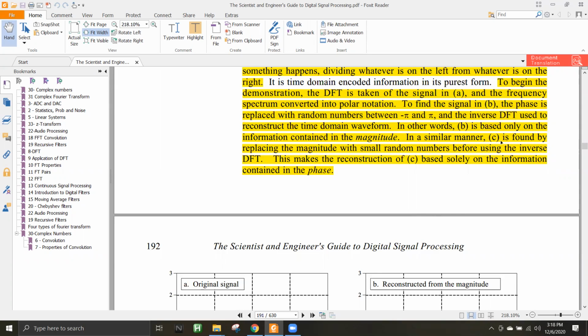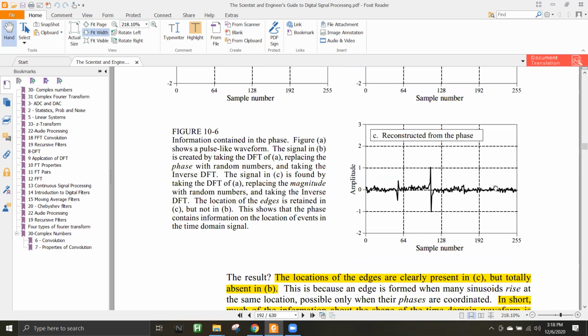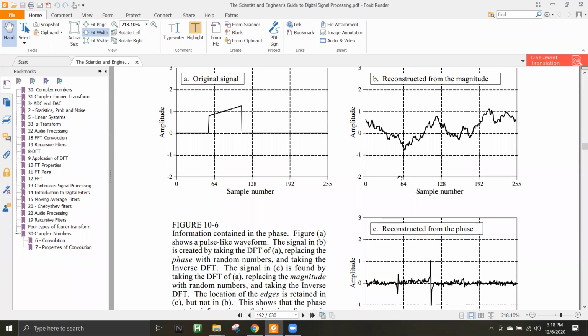So in a similar manner, C is found by replacing the magnitude with small random numbers before using the inverse DFT. Here what they did is they changed the magnitude but not the phase. The phase was kept, the actual phase values were kept. So this makes the reconstruction of C based solely on the information contained in the phase. So this one came from the phase and this one came from the magnitude.